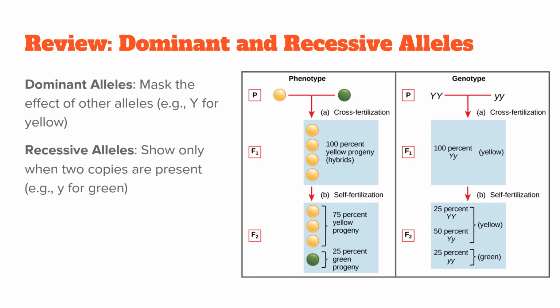Mendel noticed that some traits mask the presence of others. We call these dominant and recessive relationships. In pea plants, yellow seeds are dominant to green. That means a single copy of the yellow allele is enough for the plant to have yellow seeds. The green trait only appears if both alleles are green. This dominant recessive pattern is simple, but not all inheritance works this way, which is something we'll explore later.